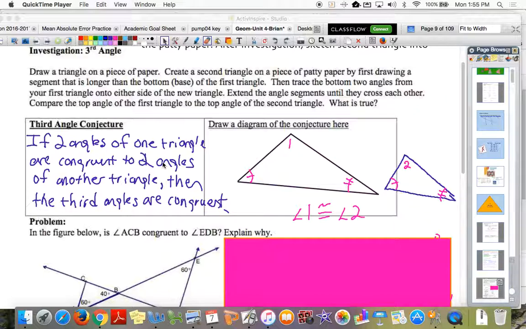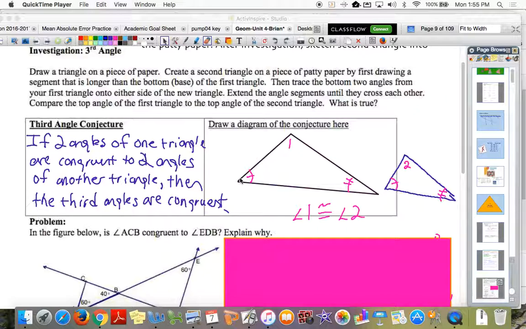Then trace the bottom two angles from your first triangle onto either side of the new triangle. Extend the angle segments until they cross. Compare the top angle in each triangle. What is true? In other words, if we create a triangle, whatever triangle you want, let's just say like this one over here, which is an acute triangle. Actually, it might be just slightly obtuse, isn't it?